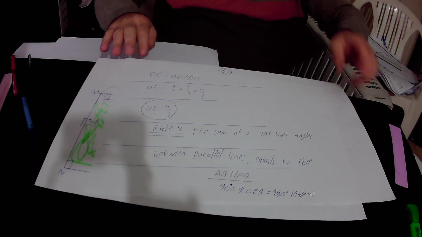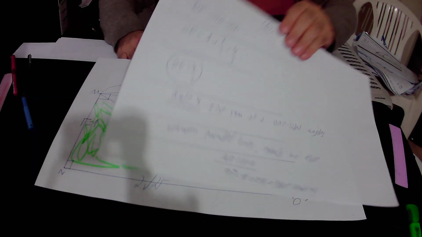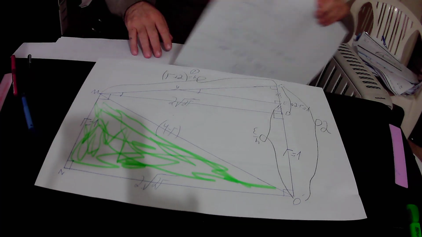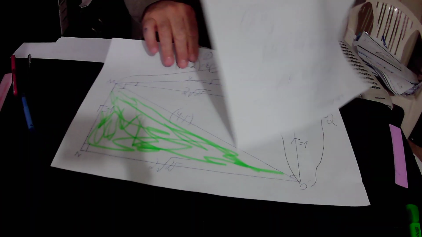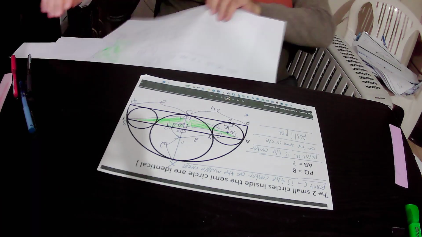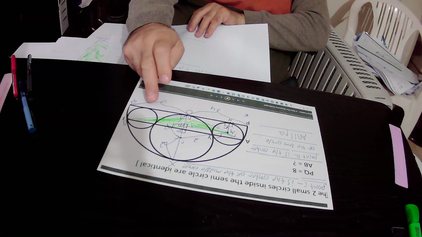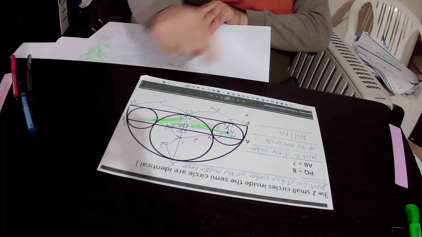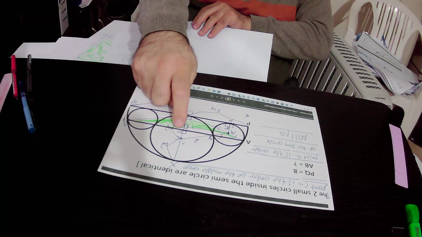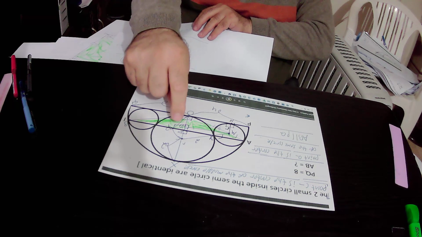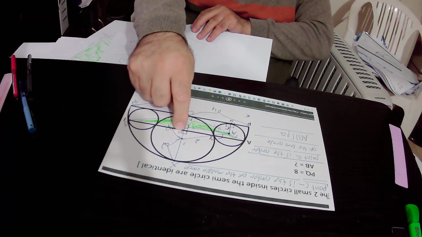And we have rule number 3 that states that the sum of two one-sided angles between parallel lines equals 180 degrees. So we joined together points O and B by a straight line. OB is the radius of the semicircle, it equals 4 units. And we want to find out the size of this angle. We know that AB is parallel to PQ, and those two one-sided angles are located between the parallel lines AB and PQ.